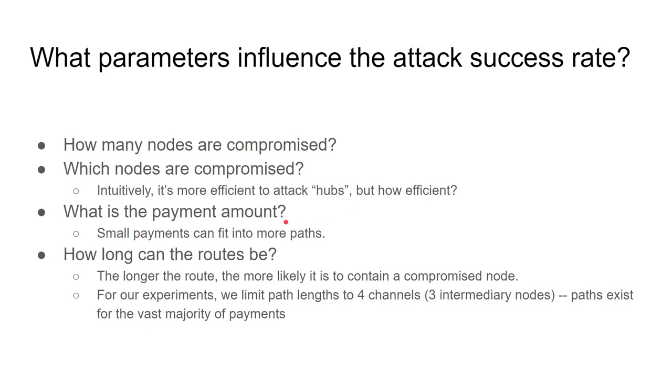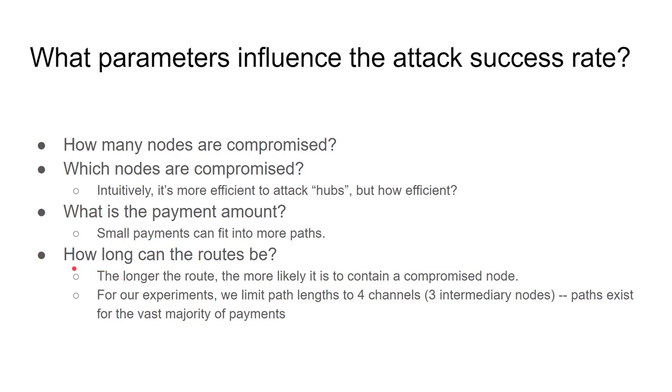Everything is also dependent on the payment amount, because small payments have more options. A payment can only flow through a channel if the payment is smaller than the capacity of the channel, or to be even more precise, smaller than the balance at the sender's side of the channel. But in any case, small payments have more options because more channels can accommodate small payments rather than large payments. So it may be the case that the attacker occupies some large nodes in the middle of the network, but small payments can still flow through smaller channels, but large payments cannot. We quantify that as well.